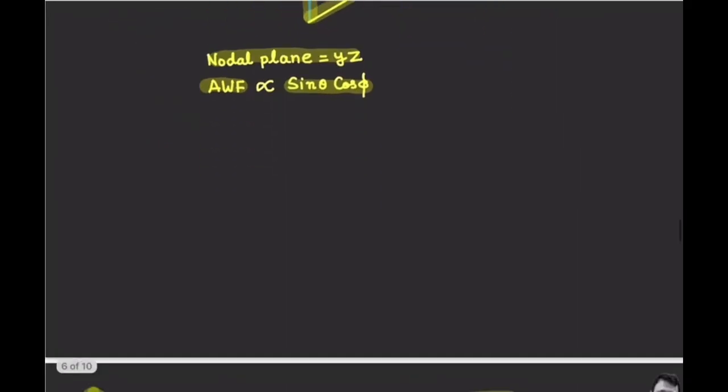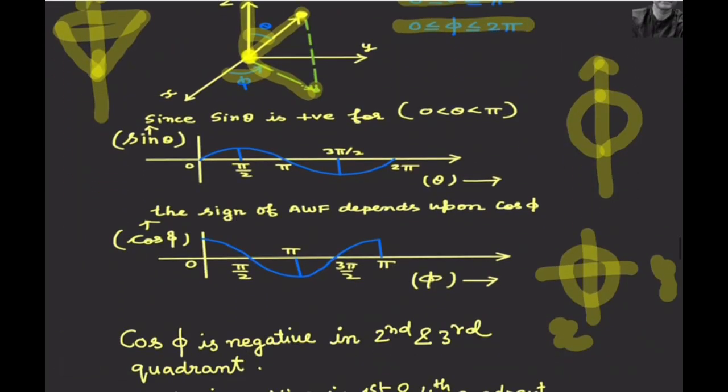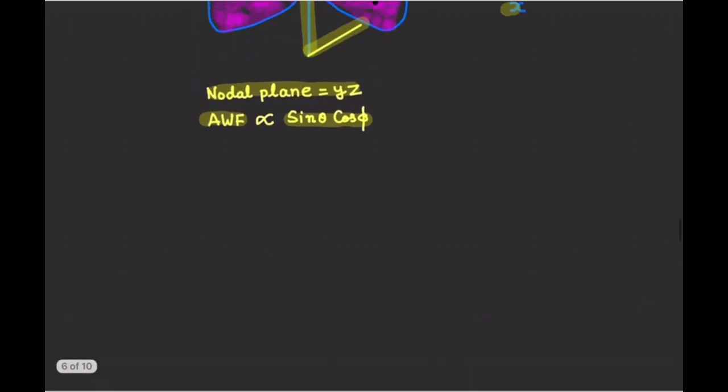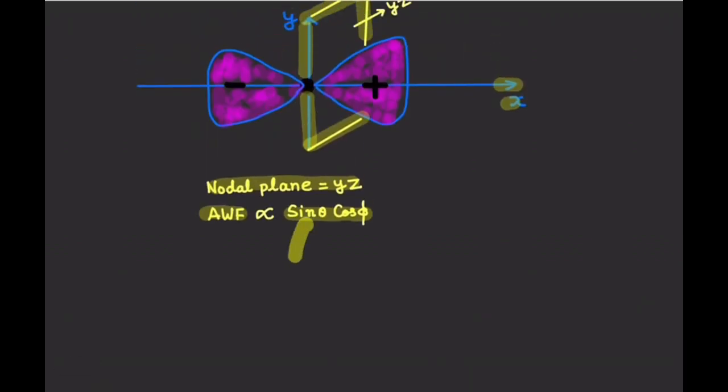If we draw a graph of sine theta versus theta, we know that the value of theta will lie from 0 to pi, and the value of sine theta, when theta lies from 0 to pi, is positive. So we can say that throughout this, sine theta will be positive. So sine theta is not deciding the sign of the angular wave function, because it is always positive in the range of theta from 0 to pi. But let us see about cos phi.